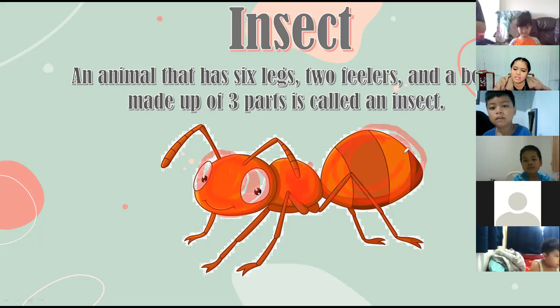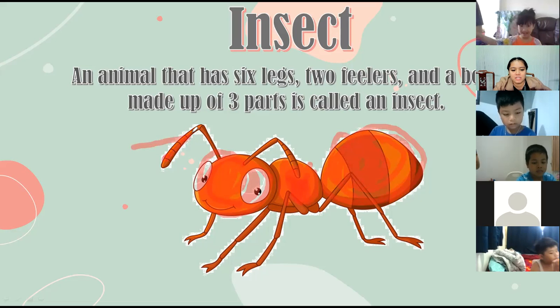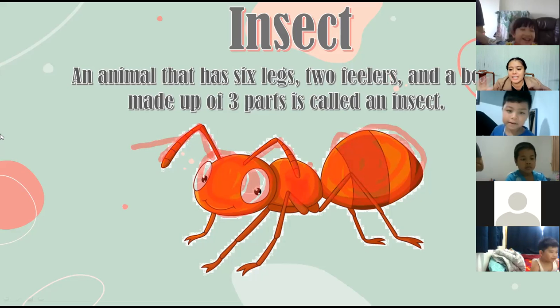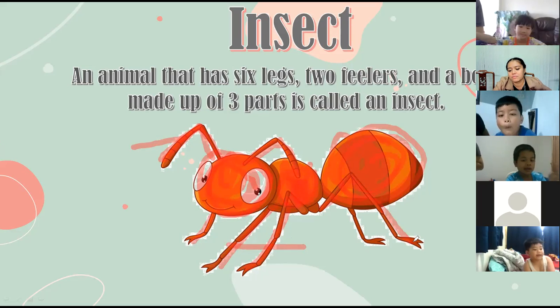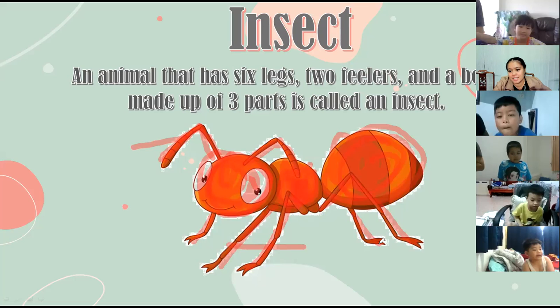How about this one? What's this? Abdomen. Wow, very good. They can remember it. And this one, what's this? It starts with letter F. Feelers. Very good. The three main parts of an insect are the head, the thorax, and the abdomen. How about this one? What do you think is the name of the legs? Very good. How many legs does an insect have? They have six legs.